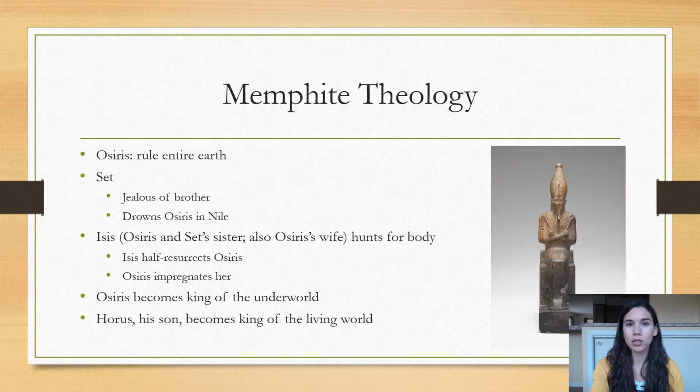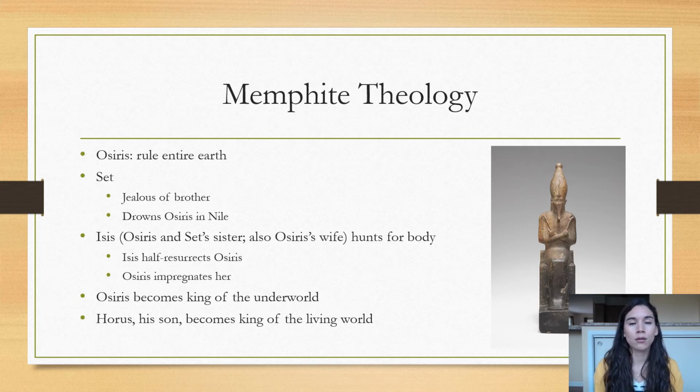And I'm going to answer that question by telling you about the Memphite theology. This was a very important belief in ancient Egypt. So you studied this a little bit before, but Osiris was said to rule the entire earth. His brother Set is very jealous of his brother, and so he drowns Osiris in the Nile. Isis, who is Osiris and Set's sister, also Osiris's wife, hunts for the body. Isis half resurrects Osiris enough to where he has enough energy to impregnate her.